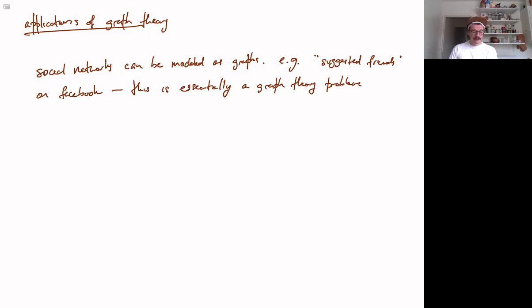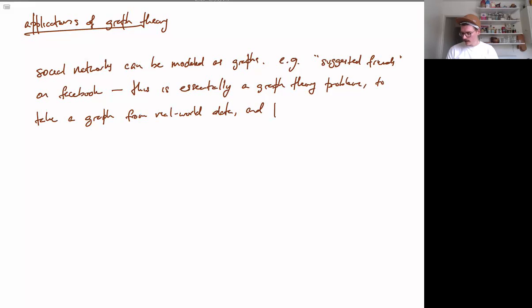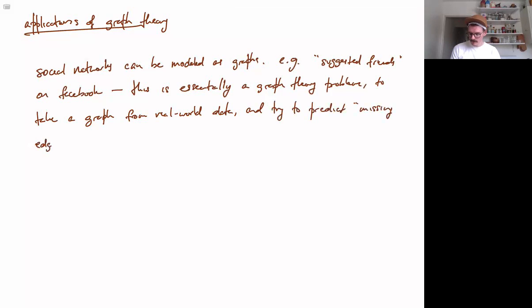Because how can we state this in terms of graph theory? So we take a graph that is coming from real-world data, and the problem is to predict missing edges in your graph, which in this case corresponds to people who know each other but are not connected on Facebook.